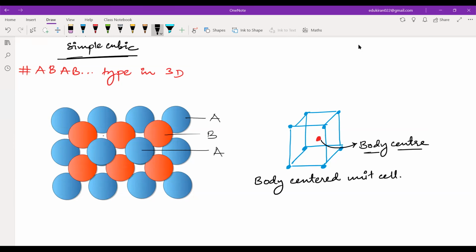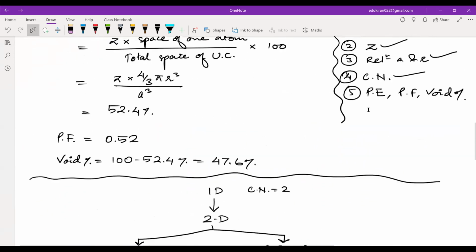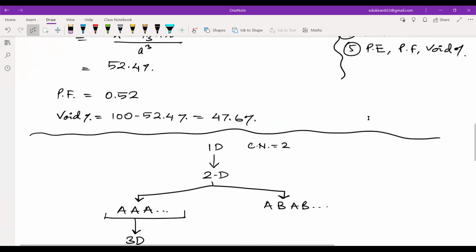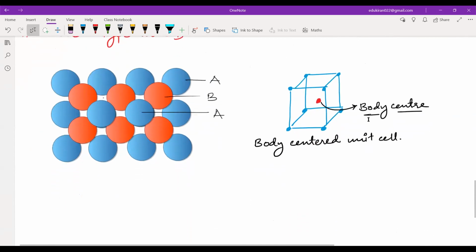Now we have got the unit cell. We have seen the packing also. Now, first of all, we will start with the units. Then we will go to the Z. So let us calculate the Z of this body centered unit cell.